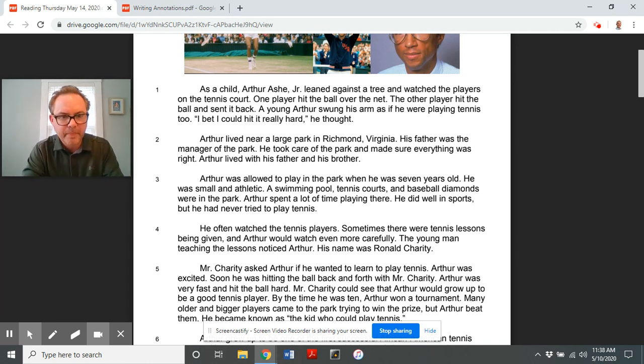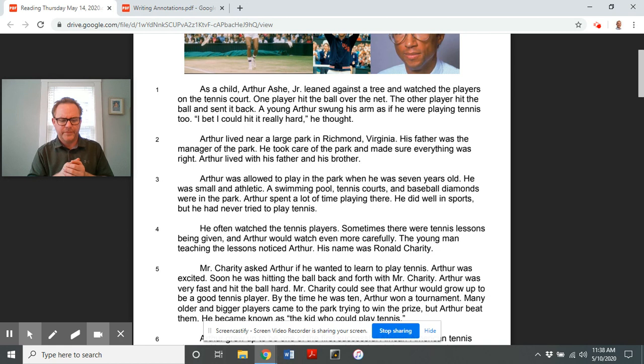Paragraph 4. He often watched the tennis players. Sometimes there were tennis lessons being given, and Arthur would watch even more carefully. The young man teaching the lessons noticed Arthur. His name was Ronald Charity.